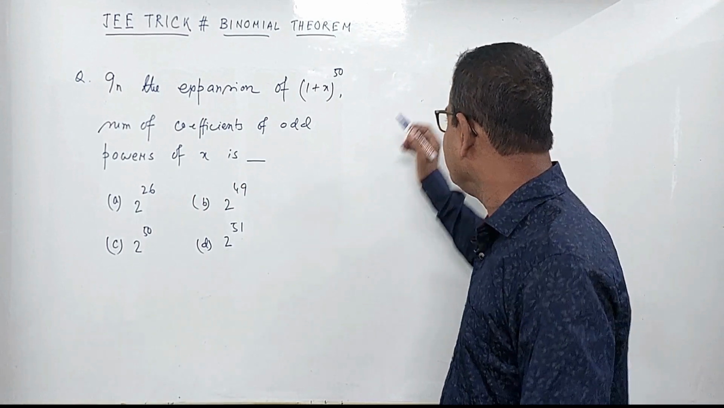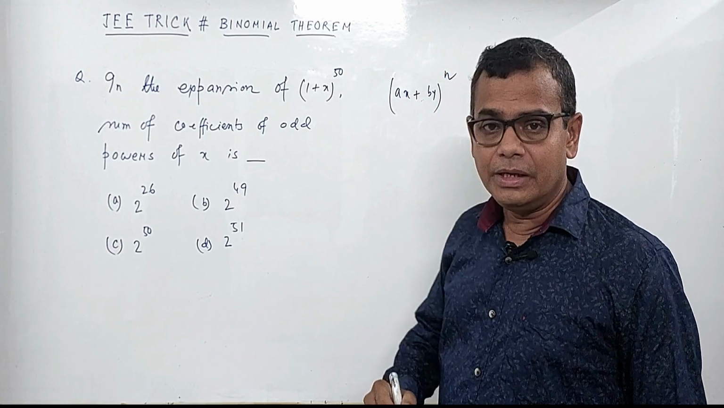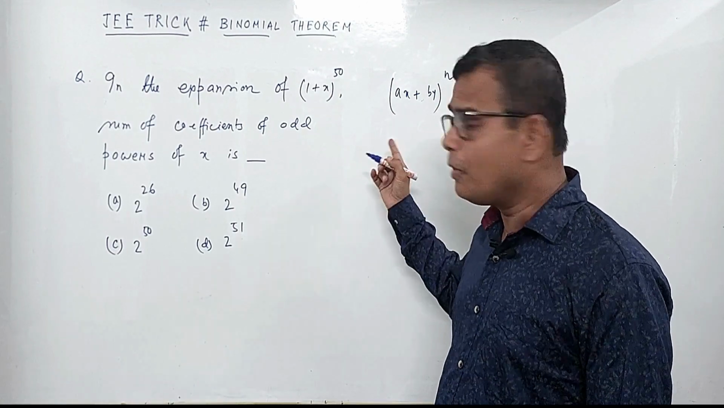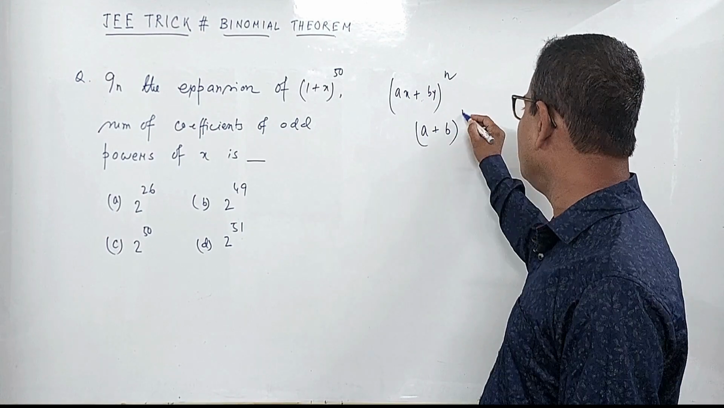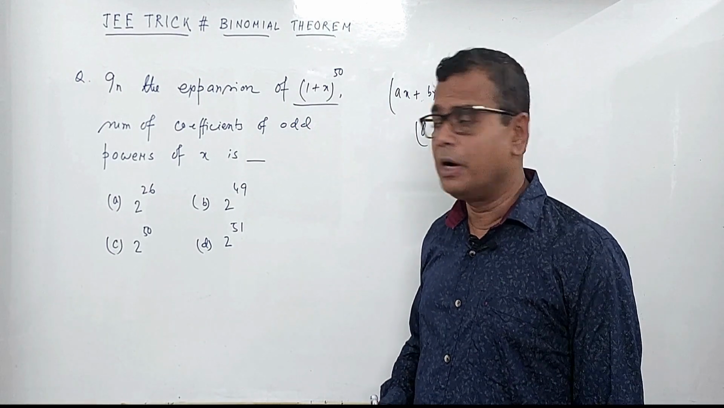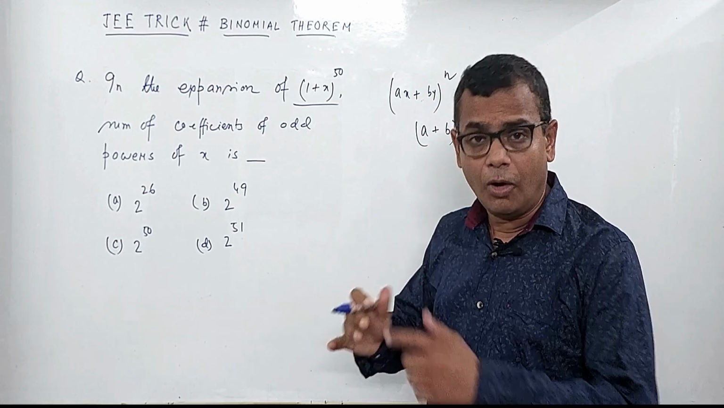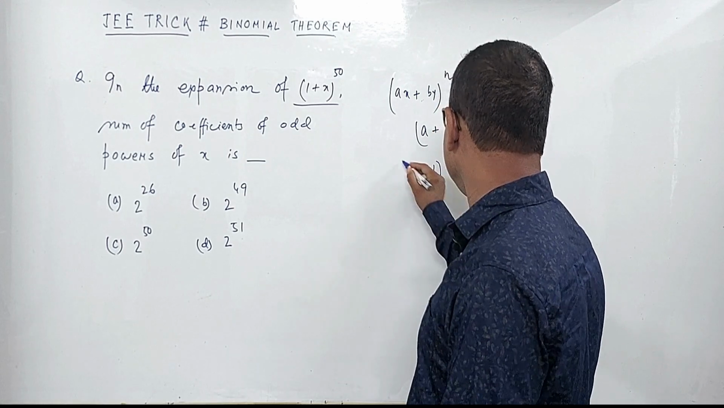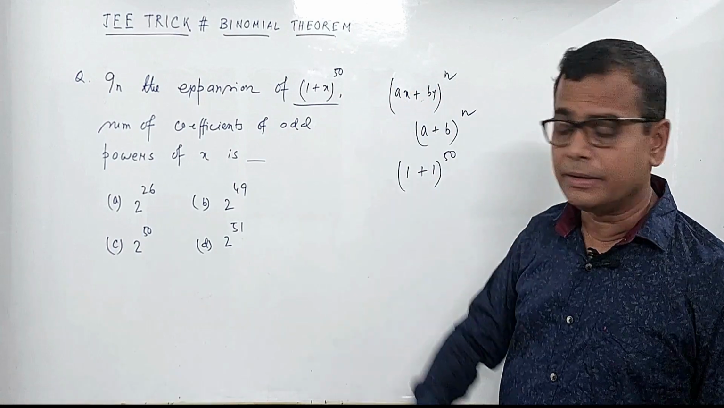Here the trick is (ax + by)^n. In this expansion, the sum of coefficients of all the terms is (a + b)^n. So, in the expansion (1 + x)^50, the sum of the coefficients of all the terms is (1 + 1)^50. Here a equals 1 and b equals 1.